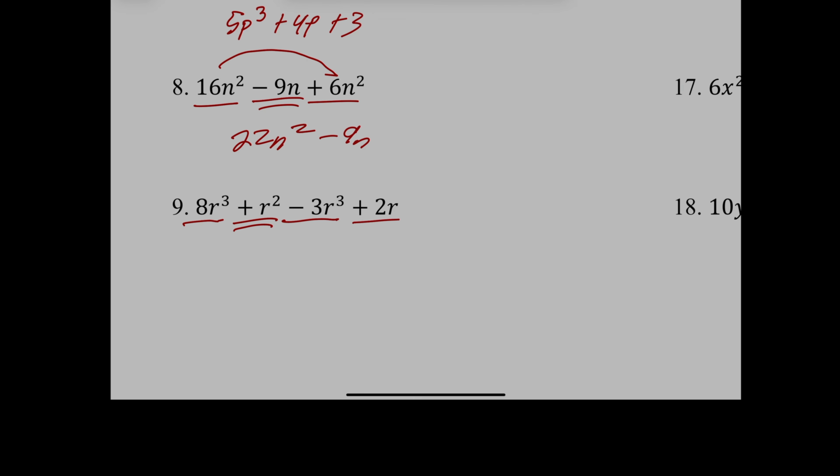Well, he's not like any of them, so he's going to get the 3. So these are my like terms I'm going to combine. 8 minus 3 is 5r cubed. Then I have the plus r squared, and then I have my plus 2r. And there you go.